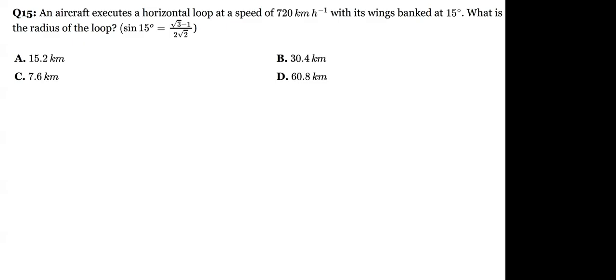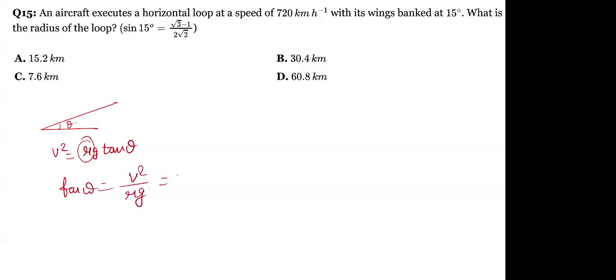Now this one: an aircraft executes a horizontal loop at a speed of 720 km per hour with its wings banked at 15 degrees. What is the radius of the loop? Now we know that this is nothing but the banked angle situation, and for that we know v square is equal to rg tan theta. Now we want to know what is r. So tan theta would be v square upon rg.